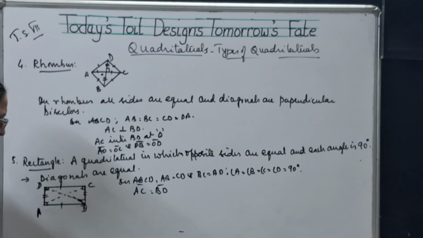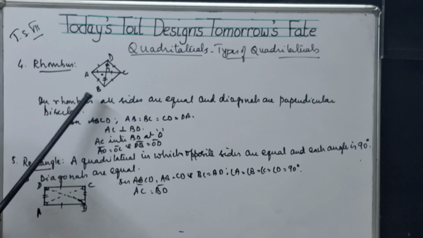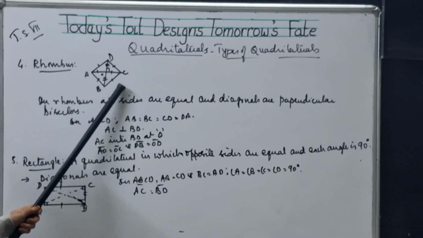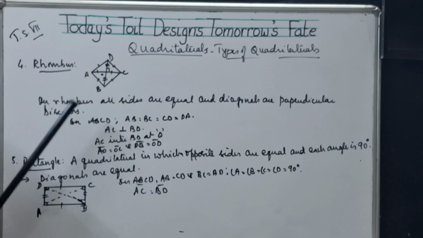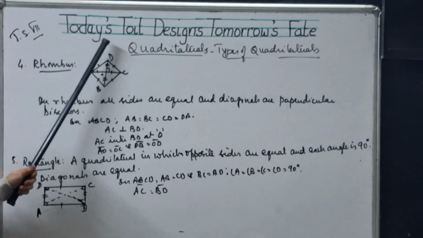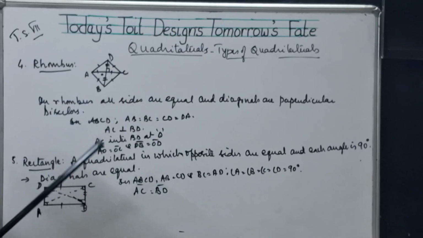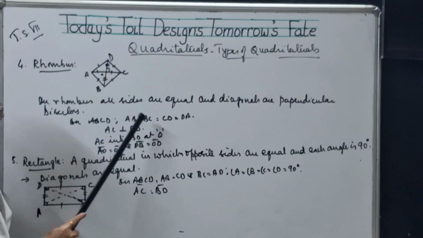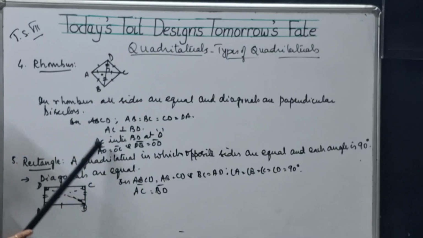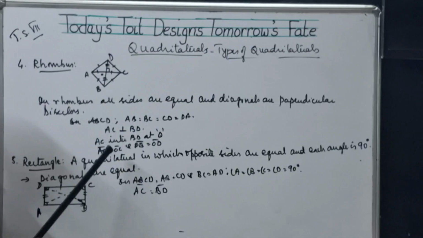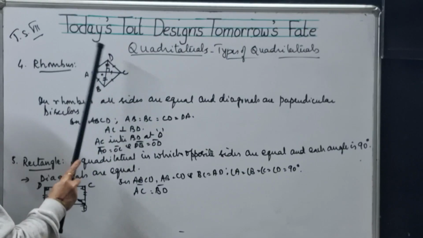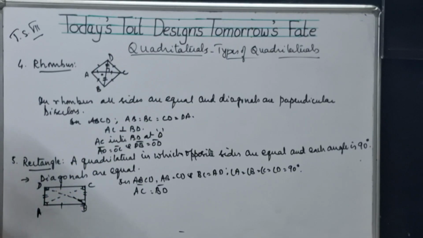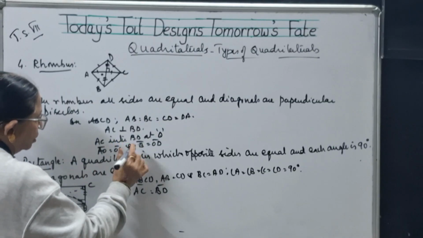Now the next quadrilateral, rhombus, children. In a rhombus, all sides are equal. AB is equal to BC is equal to CD is equal to DA. And diagonals are perpendicular bisectors. AC and BD are perpendicular to each other and they divide each other. So in ABCD, AB is equal to BC is equal to CD is equal to DA, and AC bisects BD, and AO is equal to OC and OB is equal to OD. These are the properties of rhombus that we have done, children.